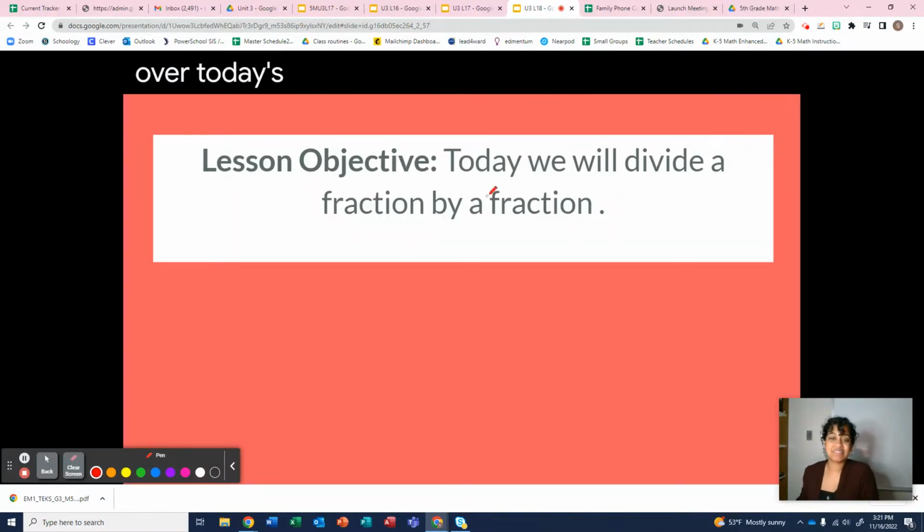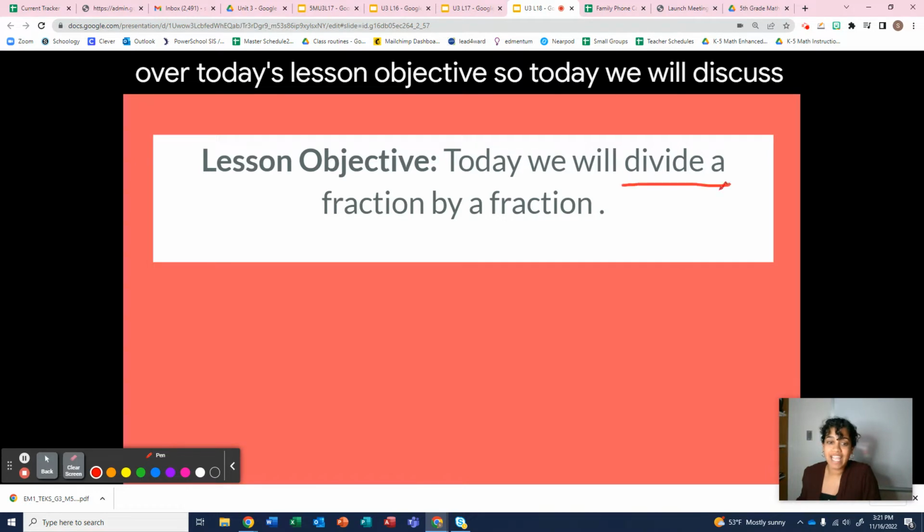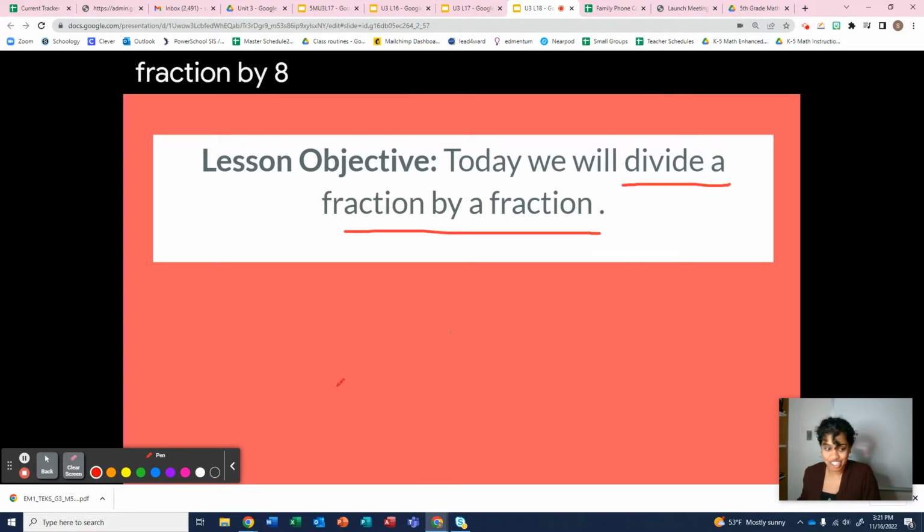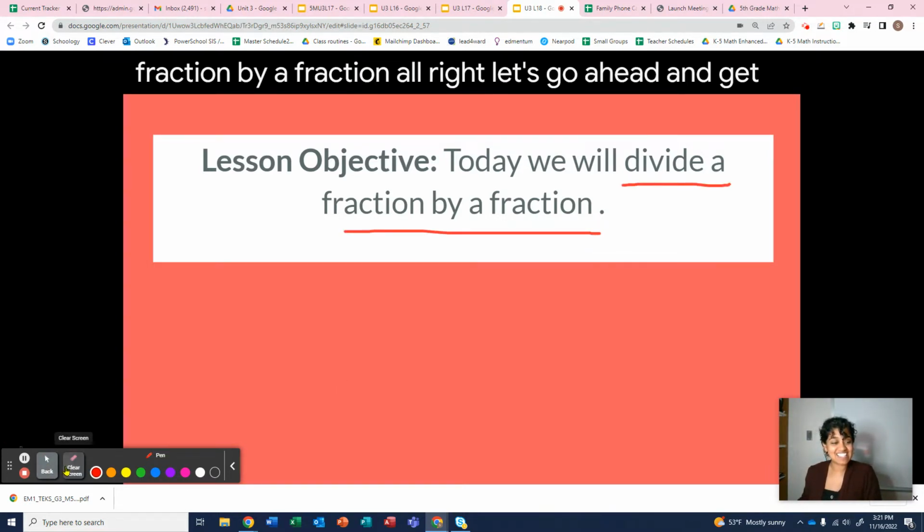Let's go over today's lesson objective. So today we will divide a fraction by a fraction. All right, let's go ahead and get started.